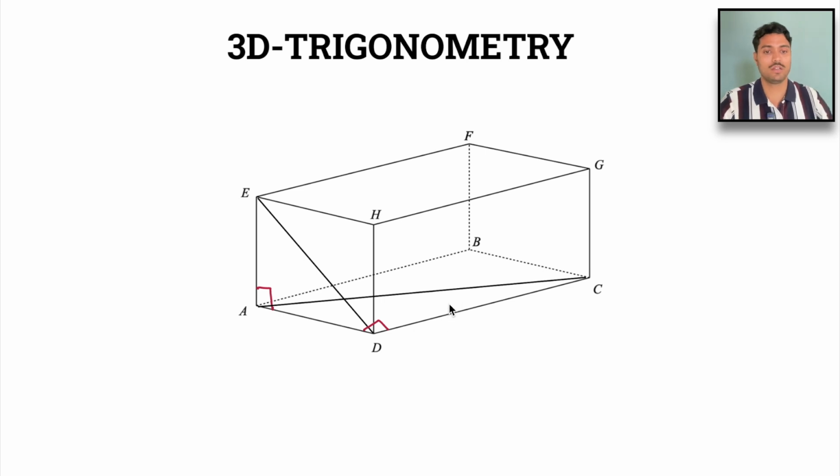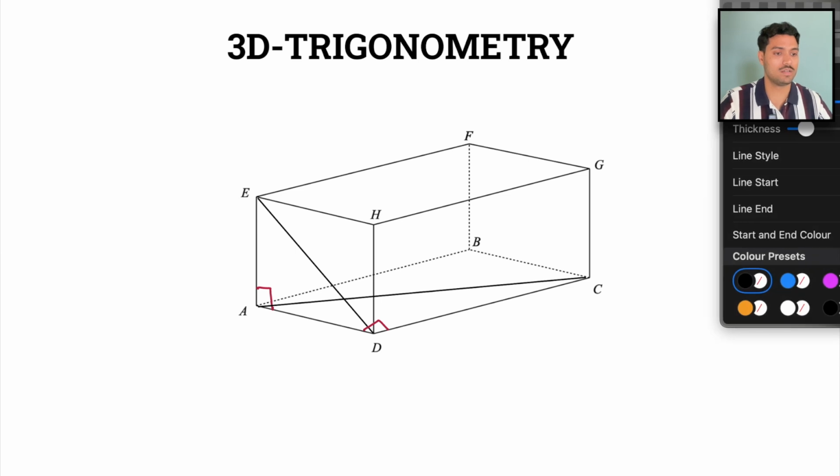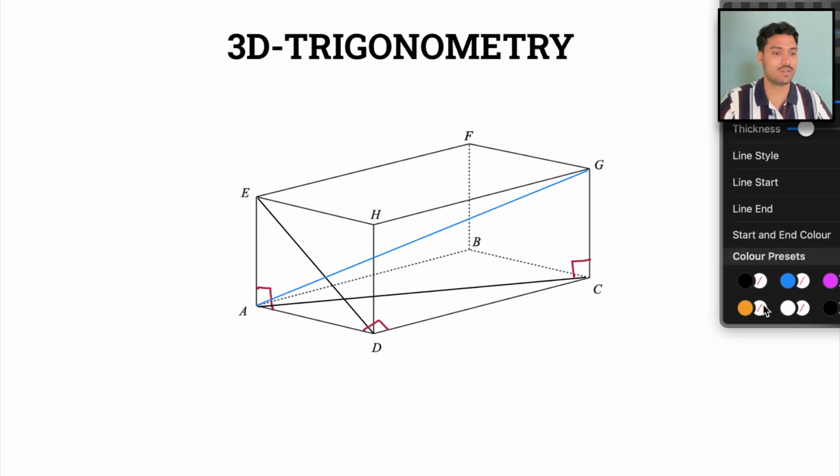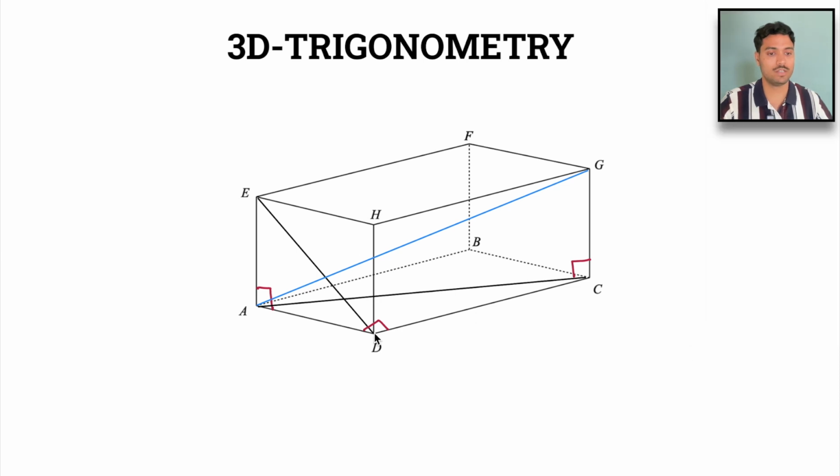Even if you join some other side, let's say AG, you'll get ACG as a right angle triangle like this. Let me check with a few more. For example, if you join DF and DB, there also you will get a right angle triangle like this, from B to F, right angled at B.